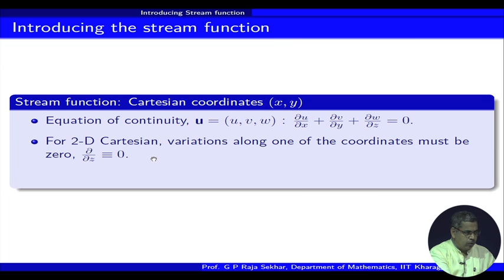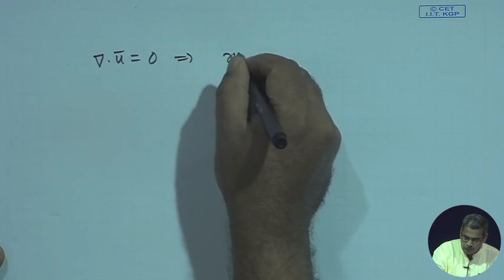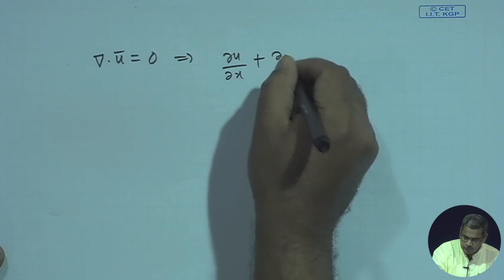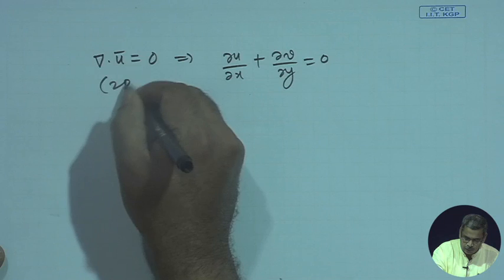Once you go for this restriction, what happens? This will be 0. Then the equation of continuity reduces to dou u dou x plus dou v dou y equal to 0. Then one can introduce a function such that the equation of continuity is satisfied identically. I would like to show you how this can be done. We are considering divergence of u equals 0, which implies dou u dou x plus dou v dou y is 0 in 2 dimensions.